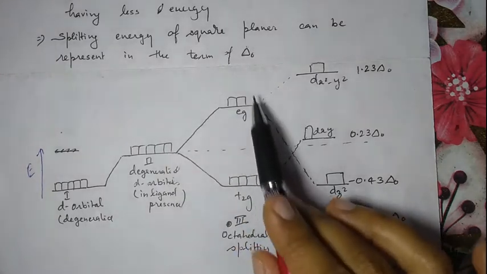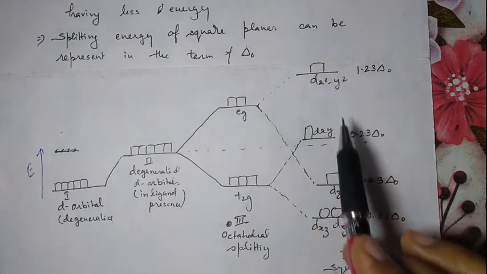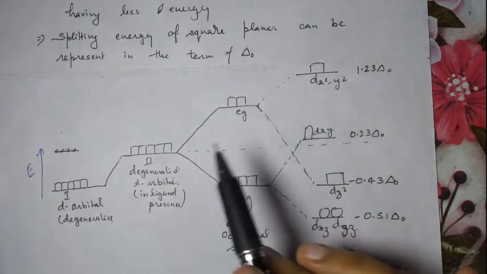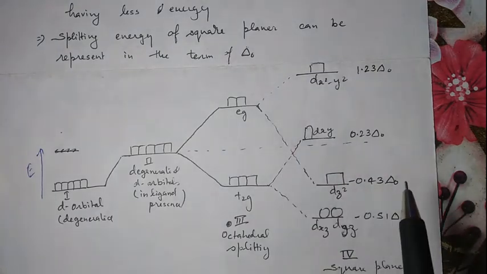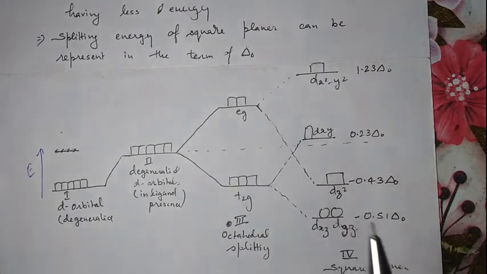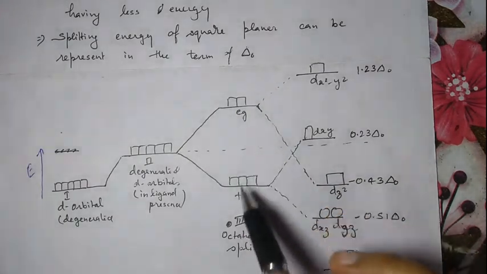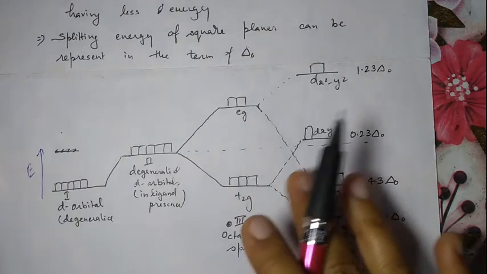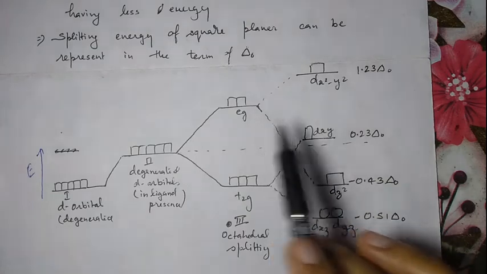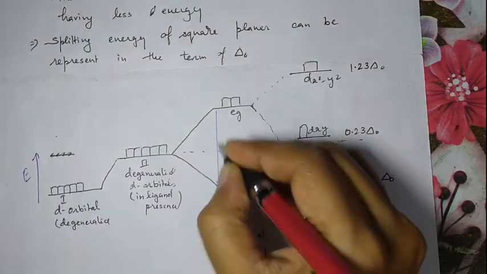This is the representation of octahedral splitting, which is hypothetical, and we can represent these orbitals, that is, the level of energy for square planar geometry, in comparison to this octahedral splitting only. It is just a hypothetical splitting of an octahedral complex, and we can represent it in terms of this delta O.